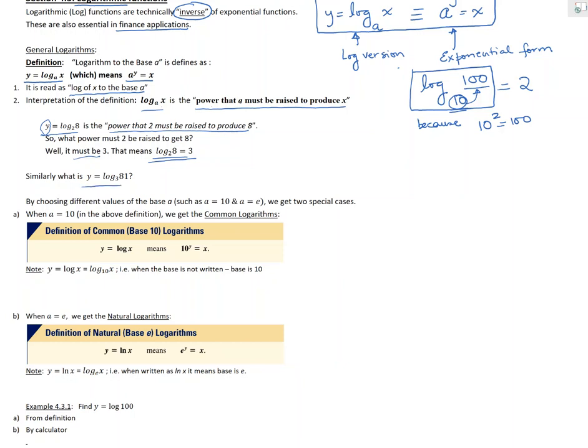Similarly, what is log of 81 to the base 3? That means 3 raised to what is going to give me 81. So if you think about it, 3 times 3 times 3 times 3 gives me 81. So that means it's 3 raised to the power 4. So 4 is what we are looking for. So that means log of 81 to base 3 is actually 4.